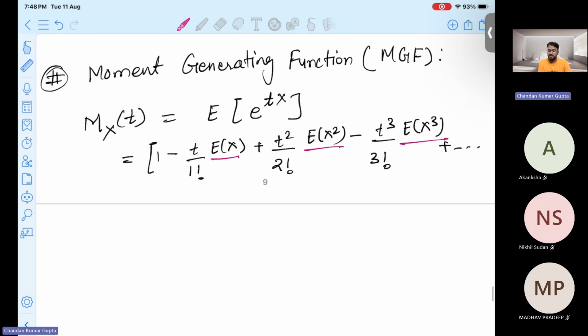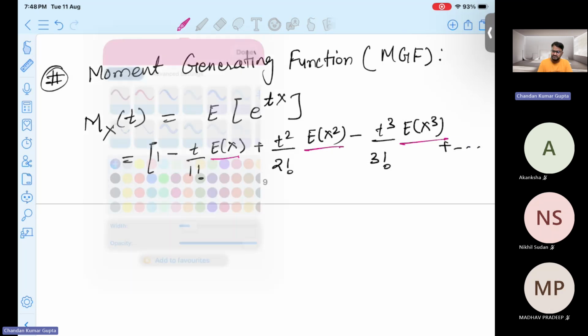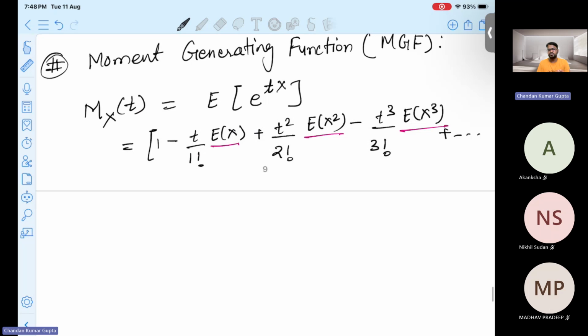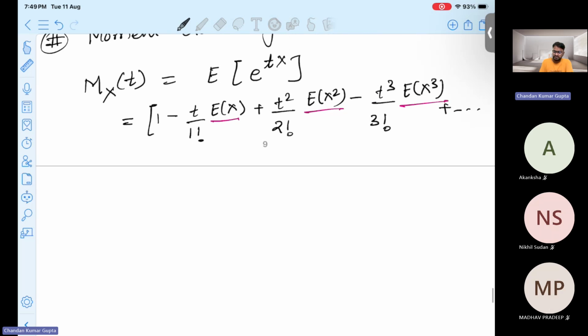So this is our moment generating function. That is, this function is generated with the help of moments, or this function is used to generate the moments, we can say either. That means if we have the moment generating function, we can directly use that function to find the moments. So this is the moment generating function. We have some remarks on this moment generating function as well.